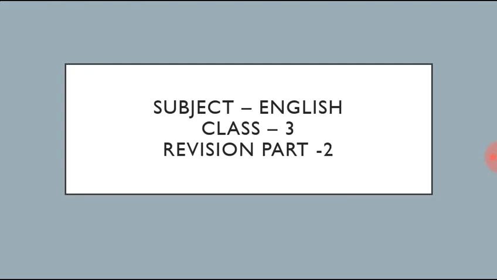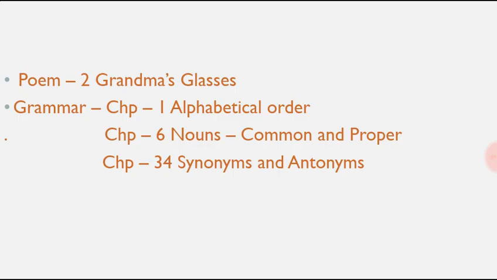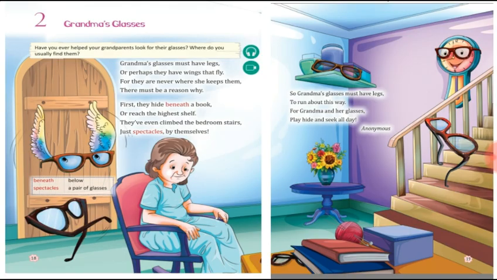Hello children, today in English we are going to do the revision part 2. In this we are going to cover the topics. They are Poem 2, Grandma's Glasses, in Grammar, Chapter 1, Alphabetical Order, Chapter 6, Nouns, Common and Proper, and Chapter 34, that is Synonyms and Antonyms. Now first let's see the poem second, that is Grandma's Glasses.